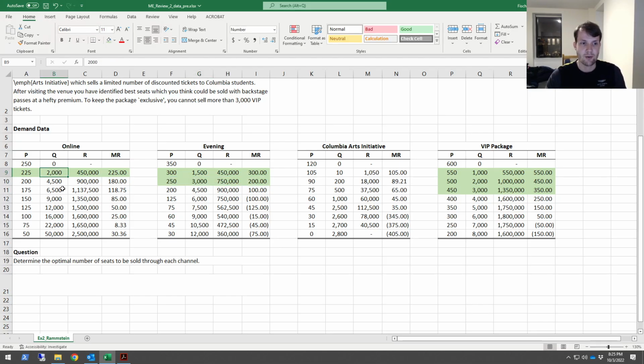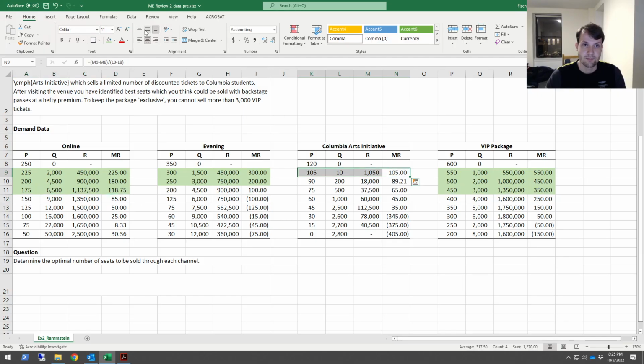Let's quickly check how many seats we've sold. So far, we've sold 8,000 seats. We still have 12,000 to go. All right. 180, 100, 105. We pick 180. 118.75, 100, 105. 118. 85, 100, 105. Okay, Columbia gets a few. 85, 100, 89. So we're going to sell 100, 85, 89. We're going to do the 89.